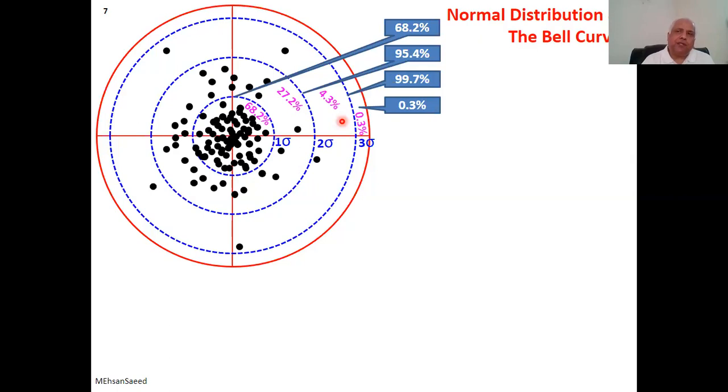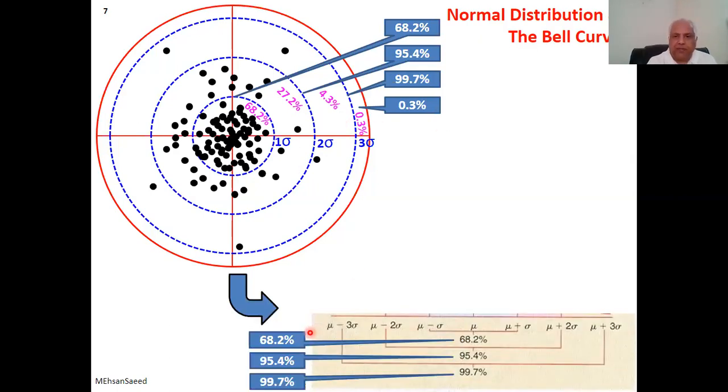If we were to construct a graph of this, let's put a number line over here. This is the bullseye, or the middle, or the mean, which is denoted by the Greek letter mu. And this is the first standard deviation circle, or first sigma circle. This is the second, and this is the third.